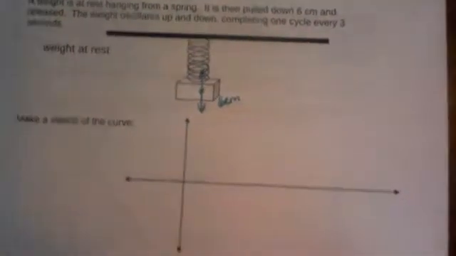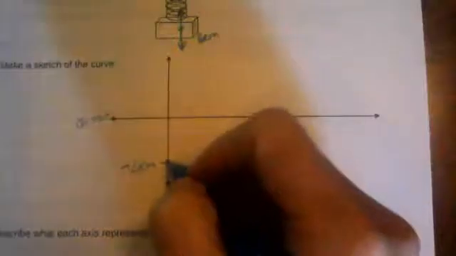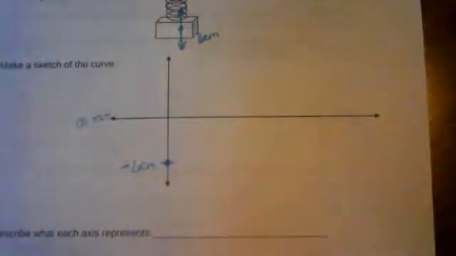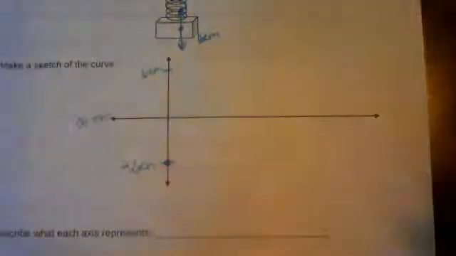So they want us to make a sketch of that on our axis. So the first thing that we did was pull it down. We pulled down 6 centimeters. So we're going to start down here at -6 centimeters and let this x-axis be at rest. Like if it weren't moving at all, that's where it would be, and we pulled down on it first. So it's going to start down here. Now it's going to bounce up and down, so it's going to go up to 6 centimeters. And it says that it completes a cycle every 3 seconds.